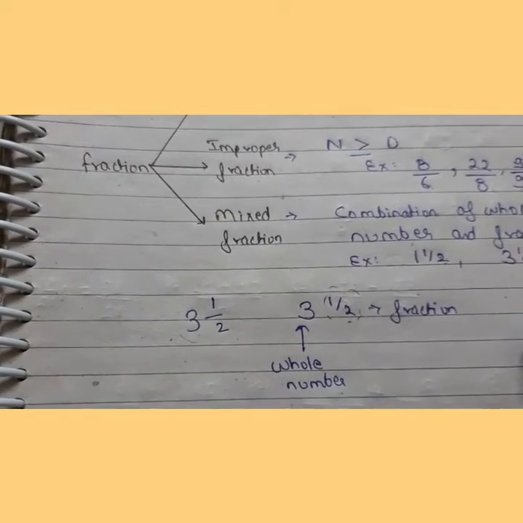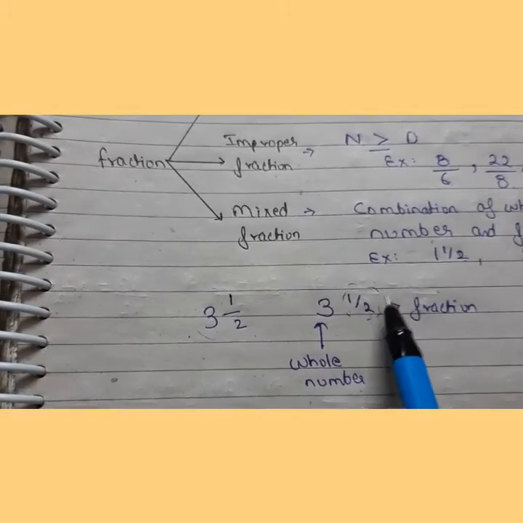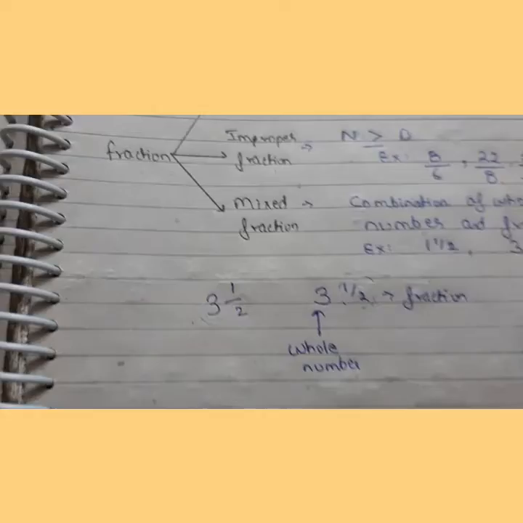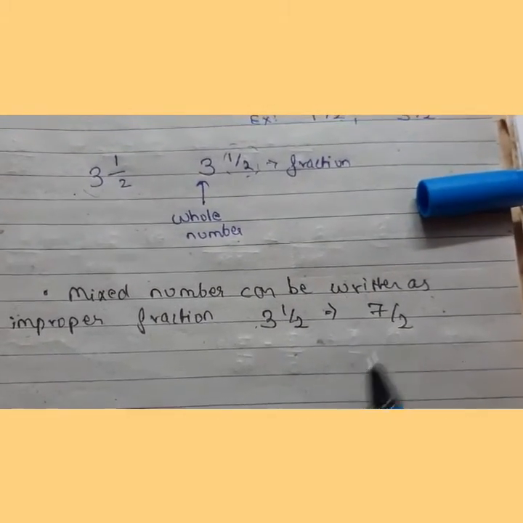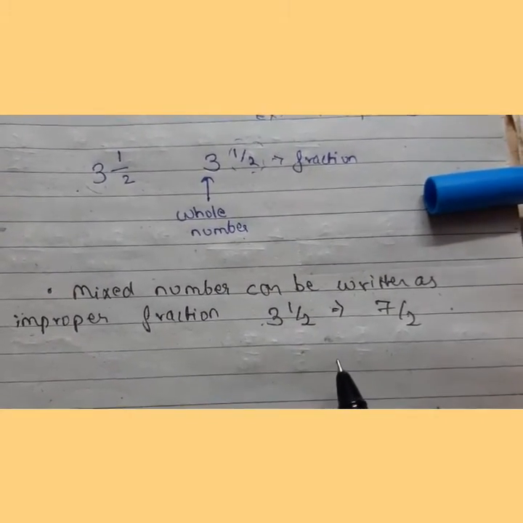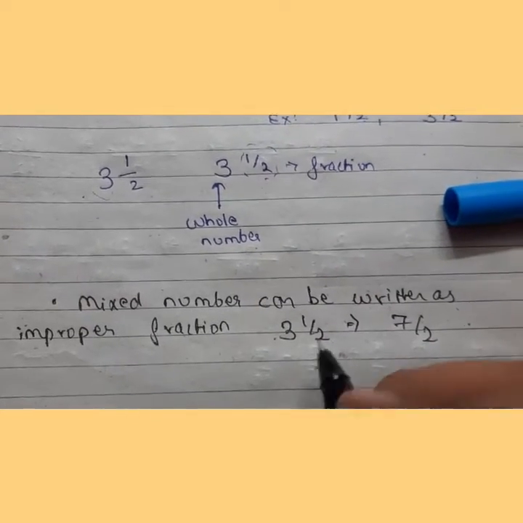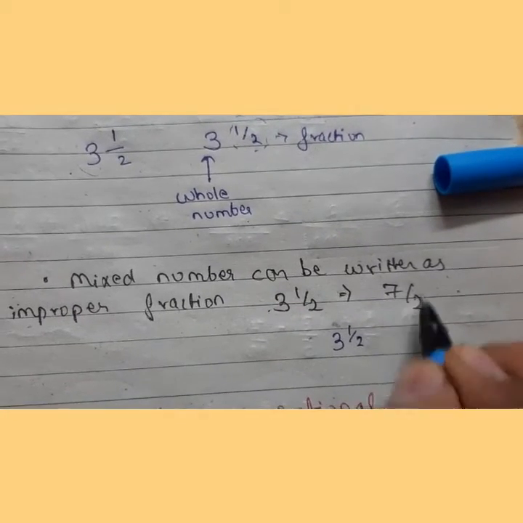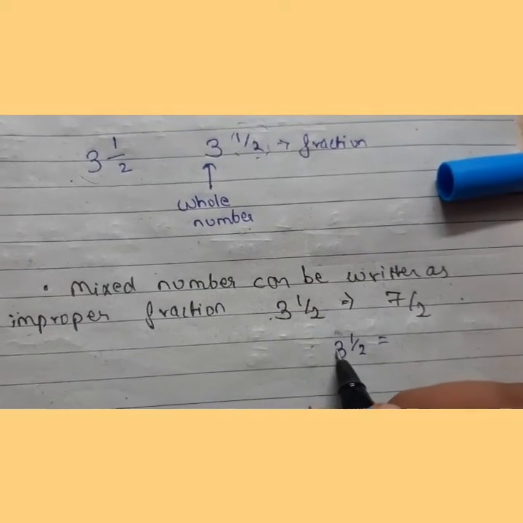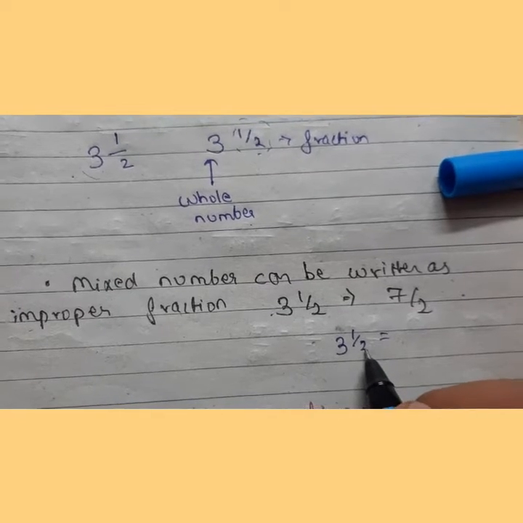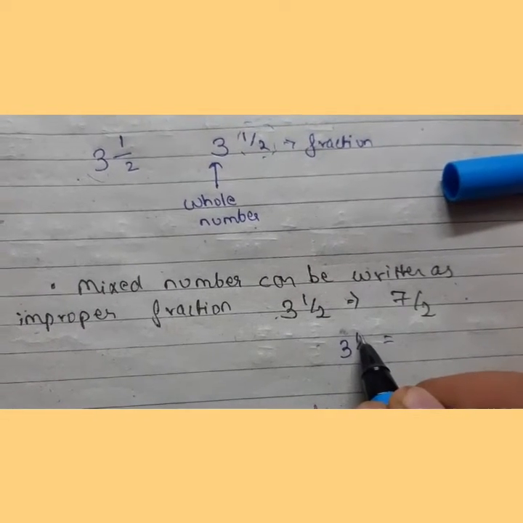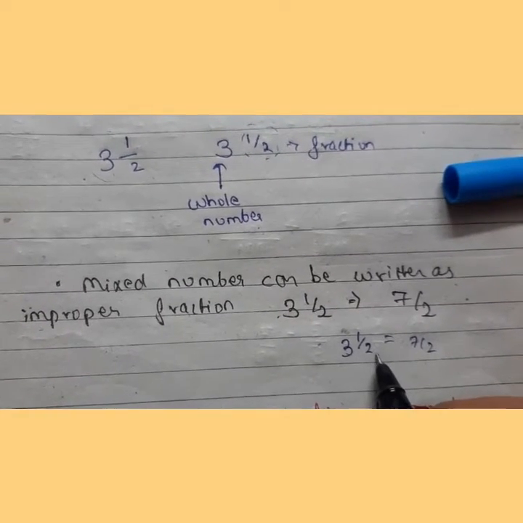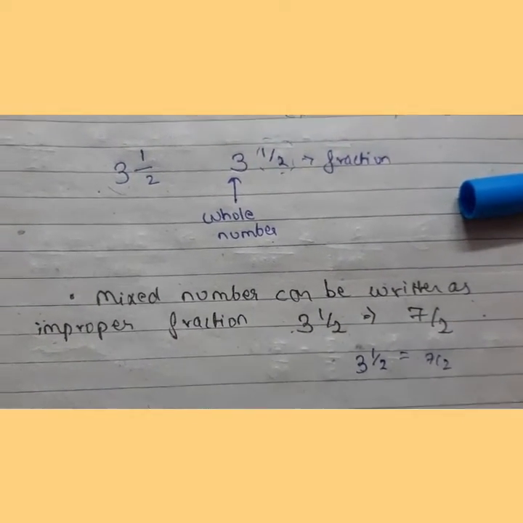A mixed fraction can also be written as an improper fraction. How? See, 3 1 by 2 is equal to 7 by 2. I hope you must have learned this in earlier classes. Once again I am revising. If any number is written like this, 3 1 upon 2, how does this come? Multiply the whole number by the denominator. So 3 into 2 is what? 6. Then add the numerator. 6 plus 1 is what? 7. 7 upon 2.